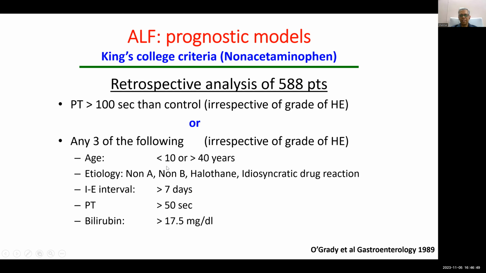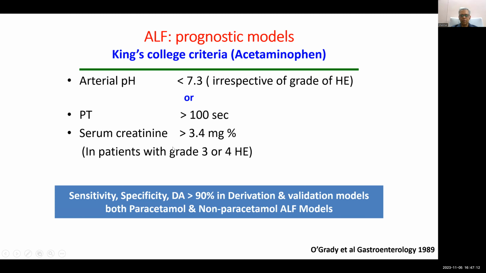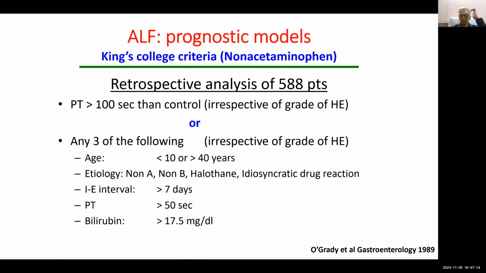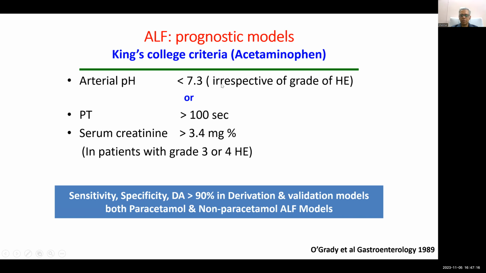That includes age, etiology, the ictus to encephalopathy interval more than 7 days, PT more than 50 seconds, bilirubin more than 17.5. There are concerns with the use of this score, which I'm going to talk about in the next slide. So this is for non-paracetamol, and this is for the paracetamol group. There are slight differences which I just wanted to show over here.